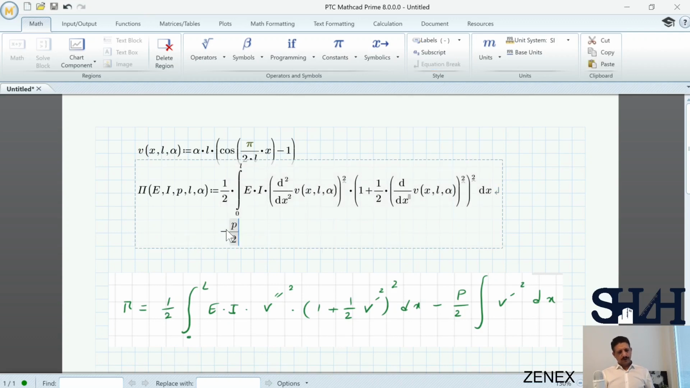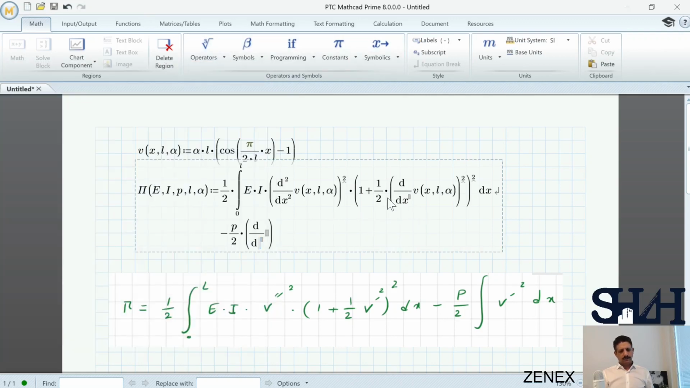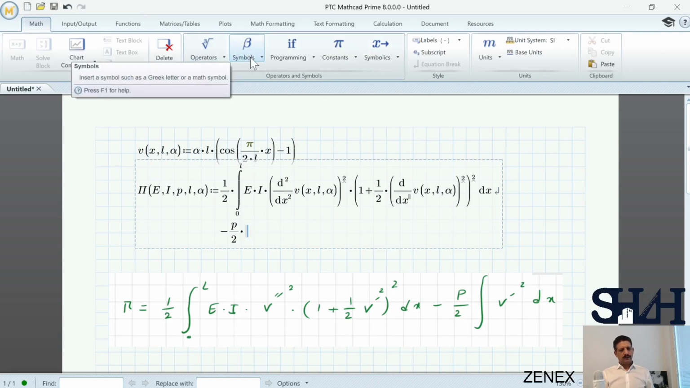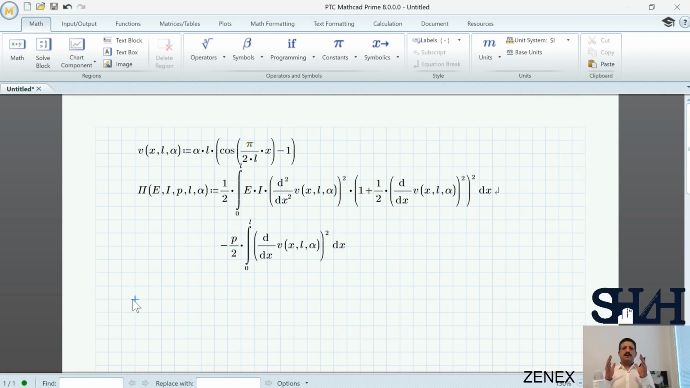P divided by 2 times integration of V prime power by 2, from 0 to L, dx. So the concept is the same.